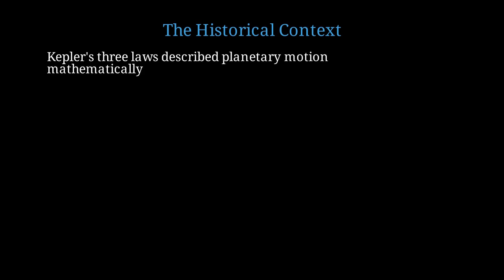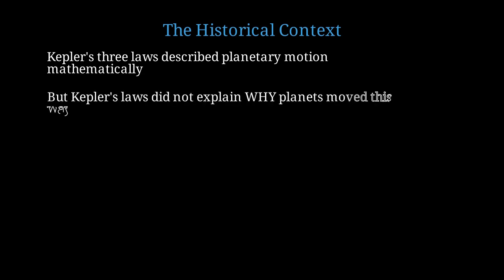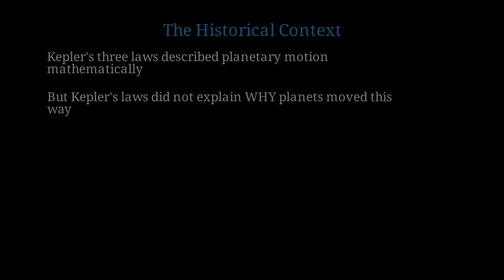Johannes Kepler had already formulated 3 laws that described how planets moved. These were empirical laws, meaning they were based on observations, but they didn't explain the underlying cause. Kepler's laws told us what planets did, but not why they did it. This is a crucial distinction in physics. Describing motion is one thing, understanding the forces that cause motion is another.